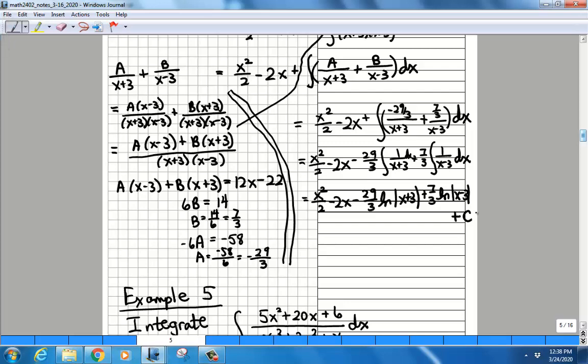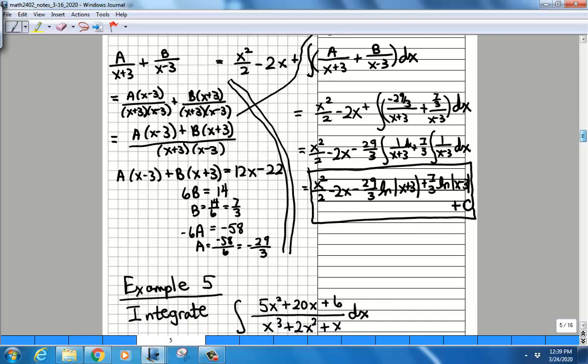So that did take a little bit of work, but the steps there were all fairly straightforward, correct? There is our final antiderivative: x squared over 2 minus 2x minus 29 thirds times the natural log of x plus 3, plus 7 thirds times the natural log of x minus 3. Great. So there you've got a couple of good examples of how integration by partial fractions works.